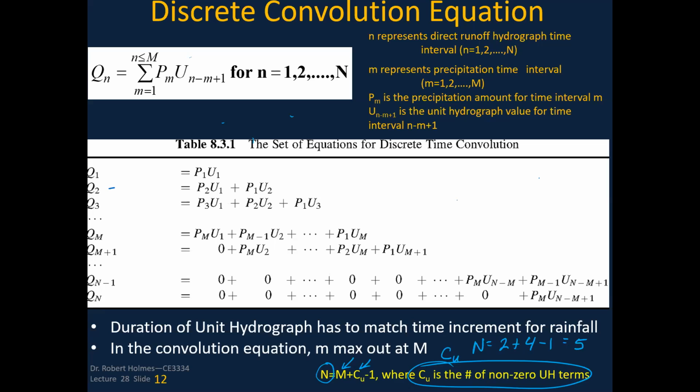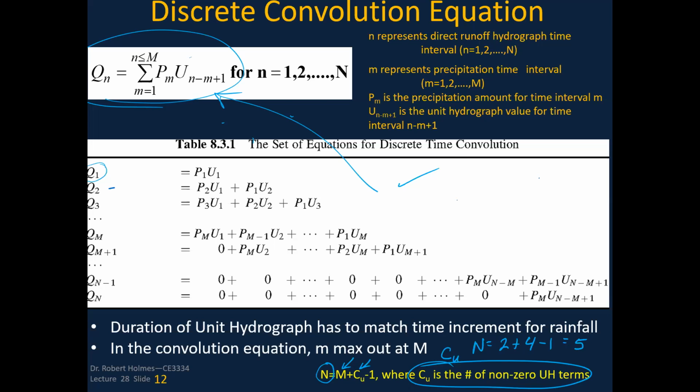So in this particular case, you can see that we go P1, U1 for Q1. This is a really good slide to keep in the back pocket, and also to make sure that you can explode this convolution equation into a series of these equations to make sure you can work the problem.